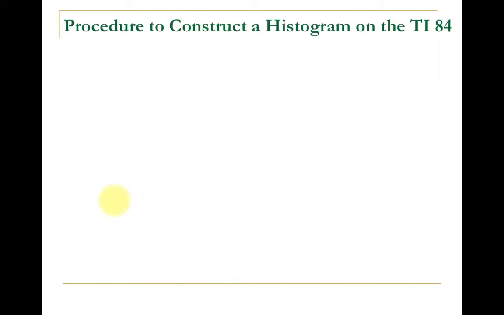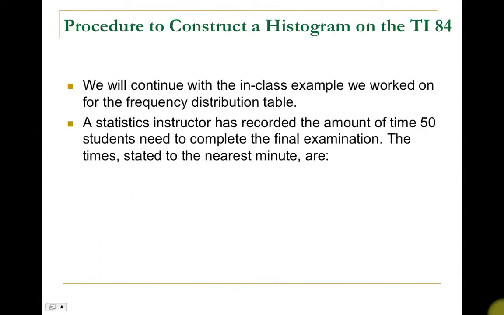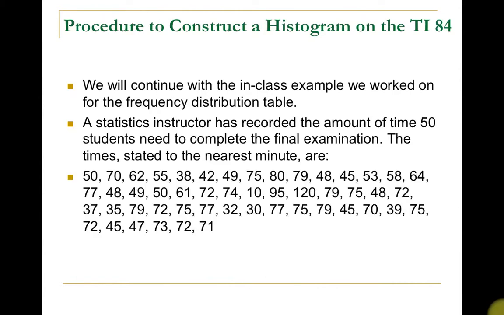Okay, we're going to construct a histogram on the calculator. We're going to use the data that we already put in the calculator earlier, which is the amount of time 50 students need to complete the final examination. These were the values we put in our calculator in L1. We're going to construct a histogram using 7 classes. Now you don't have to create a frequency distribution table first, but it is very helpful.